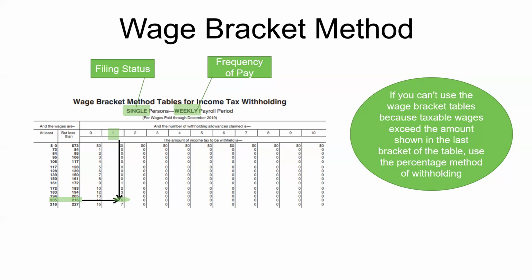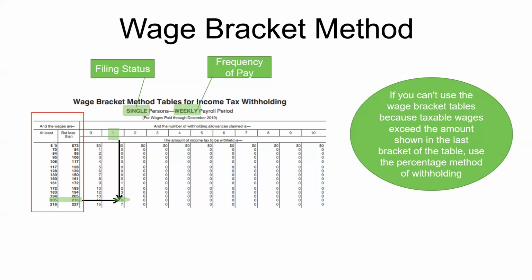So the way this is used is, first you find your filing status. If your employee is single, this is the correct wage bracket to use. And if they're paid weekly, then this is the correct one, because you see it's single persons with weekly payroll. On the left here, these are the gross wages. When you've got the wages for the employee, you look them up on this table. Let's look at the one I have highlighted. It's at least $205, but less than $216. So if you had $215 for an employee, it would fall in there. If you have $216, it's going to go down to the next line, because that one is at least $216 but less than $227.